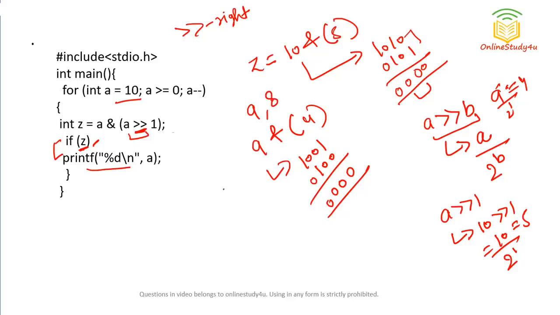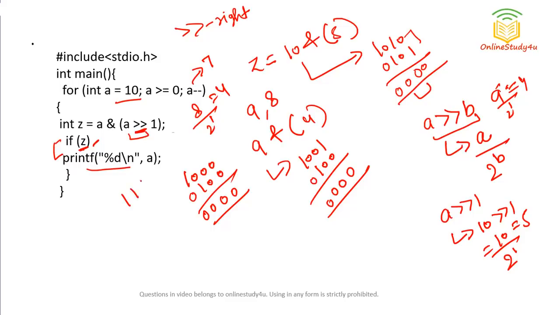The binary value of 8 is 1000, and 8 divided by 2 raised to 1 gives us 4, which is 0100. So we get 0000, still 0, so that if condition won't be true. Now again we reduce the value of a, that will be 7. The binary value of 7 is 111, and 7 divided by 2 raised to 1 gives us 3, whose binary value is 011. So the AND gives 011, that is 3 itself.